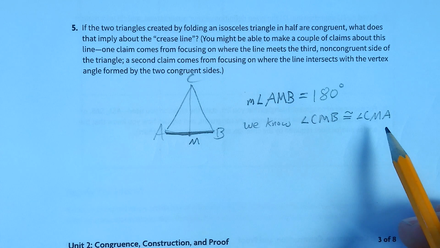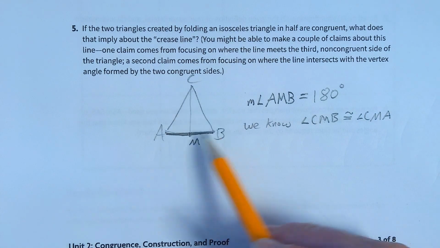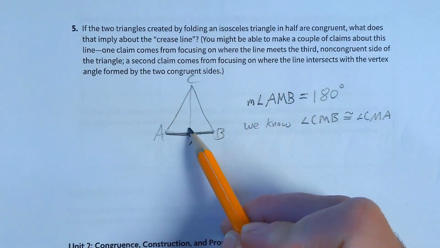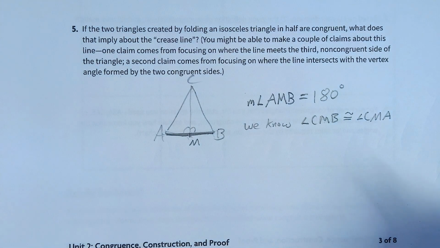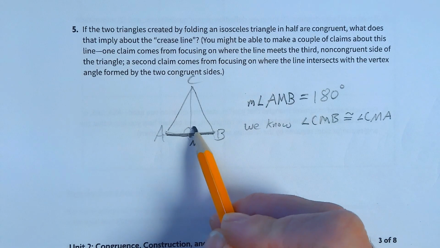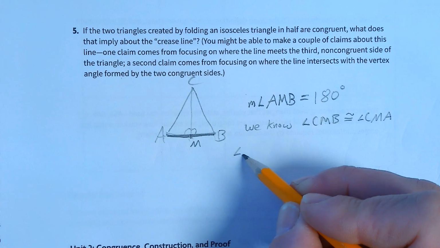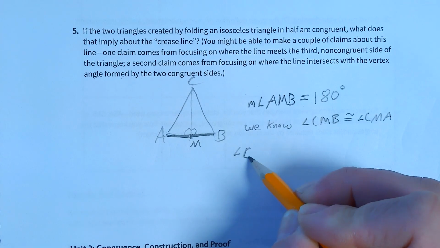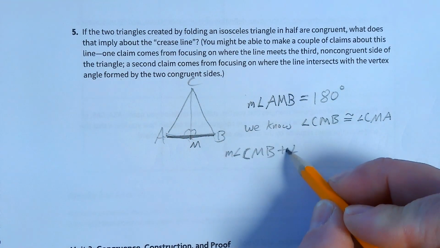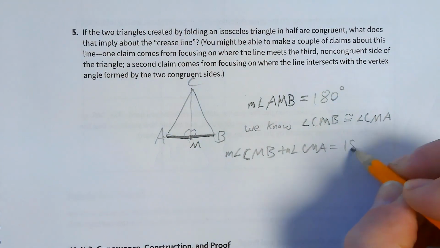They should have been CAM and CBM. I did CMB and CMA, which is what I want to do now because these two are equal. Okay. But because we know angle addition, if we add them together, we will get 180. What am I doing here? CMB plus angle, these are measures, measure of angle CMA equals 180 degrees.